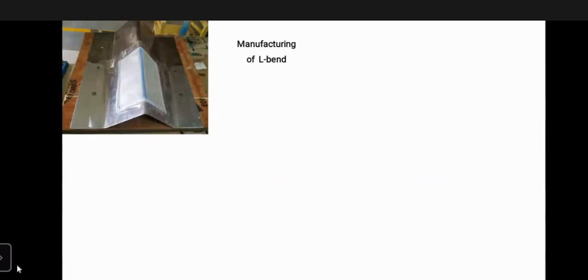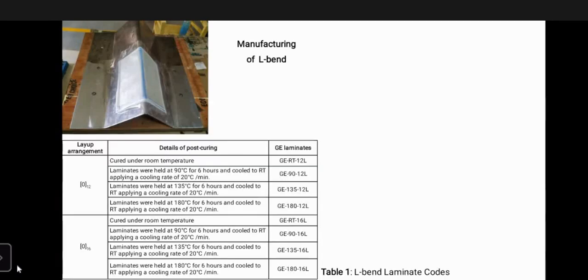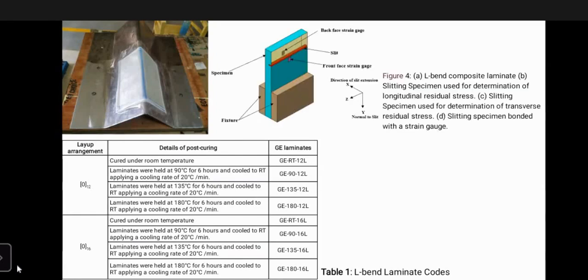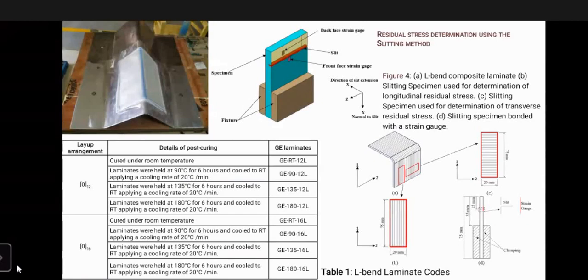Manufacturing. The L-bend composites are manufactured by using two V-shaped mounts as shown in the figure and cured at room temperature. And the state of residual stresses in these composites is varied by post-curing these composites at higher temperatures of 90, 135, and 180 degrees Celsius. Then the residual stresses in each composite laminate are experimentally determined by using a commonly used method known as the slitting method. The residual stresses across the fibers and along the fibers are determined by the slitting method.